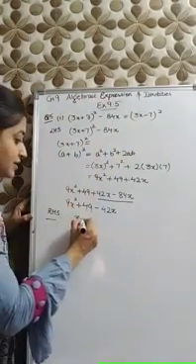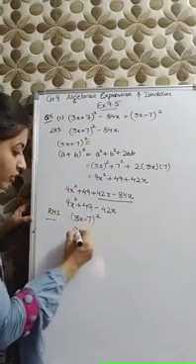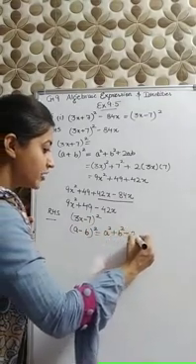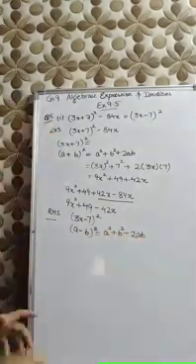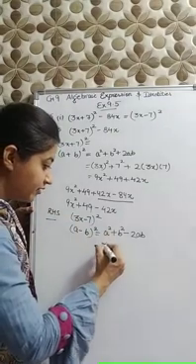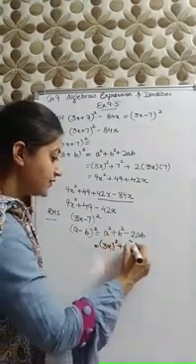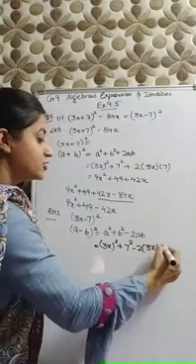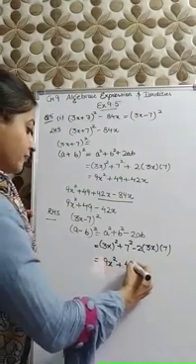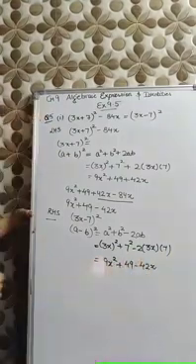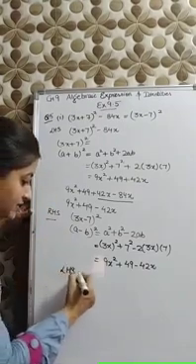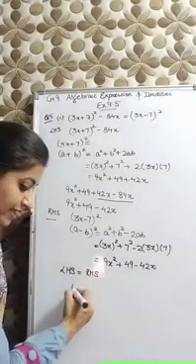This is (3x minus 7) whole square. This is your (a minus b) whole square, that is equal to a square plus b square minus 2ab. Now, value of a is 3x, value of b is 7. This is (3x) whole square plus 7 square minus 2a into b. This will give you 9x square plus 49 and minus 42x. As you can see that answer of left hand side and right hand side both are same. Left hand side is equal to right hand side, hence verified.